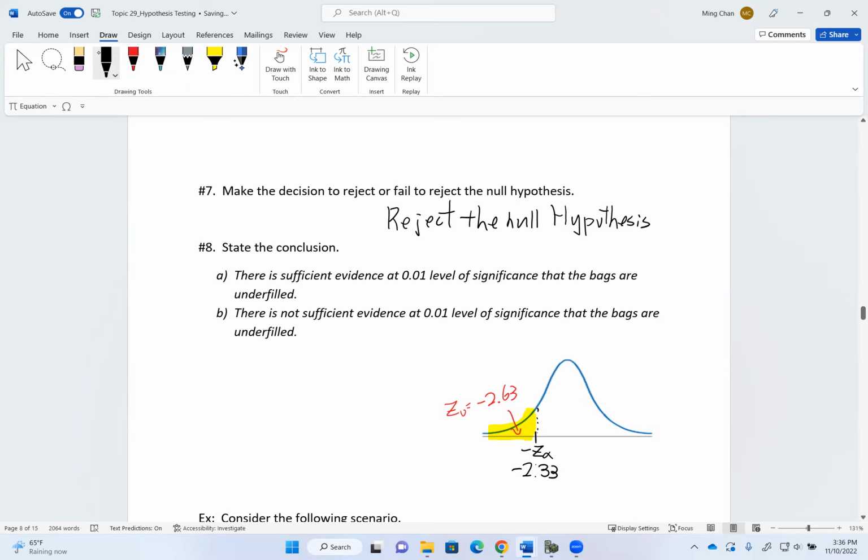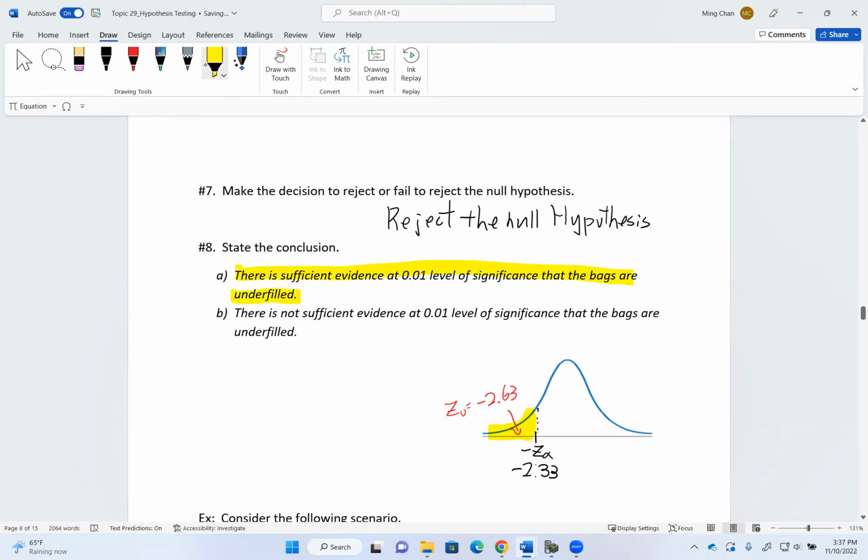I've typed this out to show you how you're supposed to write it. On the homework, you type it out yourself. I don't give a choice. Since we're rejecting the null hypothesis, the conclusion is: there is sufficient evidence at the 0.01 level of significance that the bags are underfilled. So we did find sufficient evidence to show that the bags are underfilled.